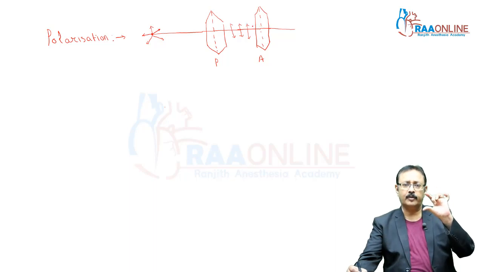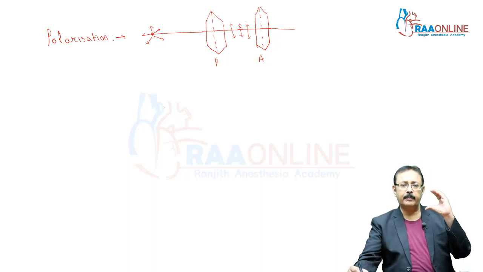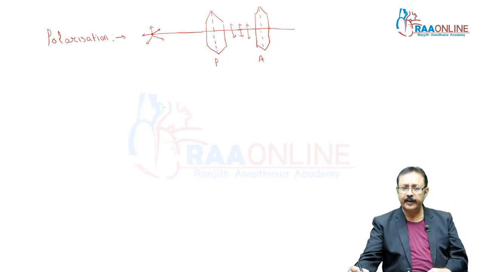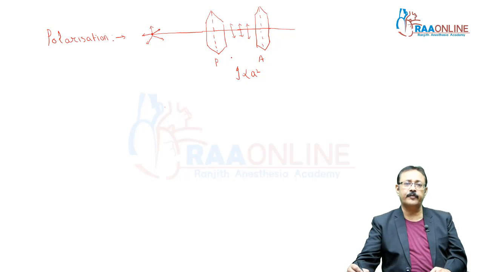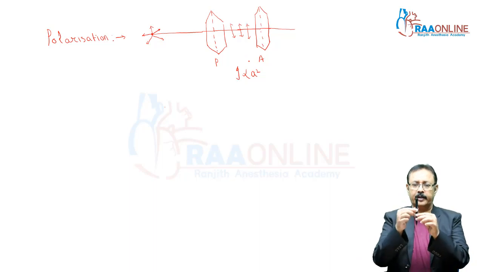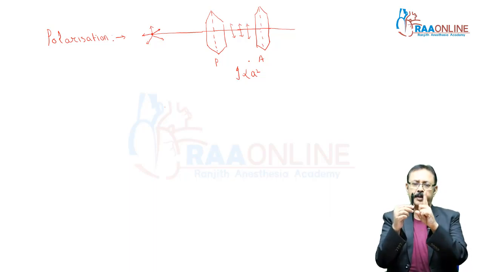But now we start rotating this analyzer. What will it do? It will cut the amplitude of oscillation. In this way, it will cut the intensity, because intensity is directly proportional to amplitude squared. So if by rotating the analyzer you observe a change in intensity of light, it means the light coming towards the analyzer was polarized. Otherwise, what will happen? Suppose it is a tourmaline crystal and the light coming towards this analyzer was unpolarized.